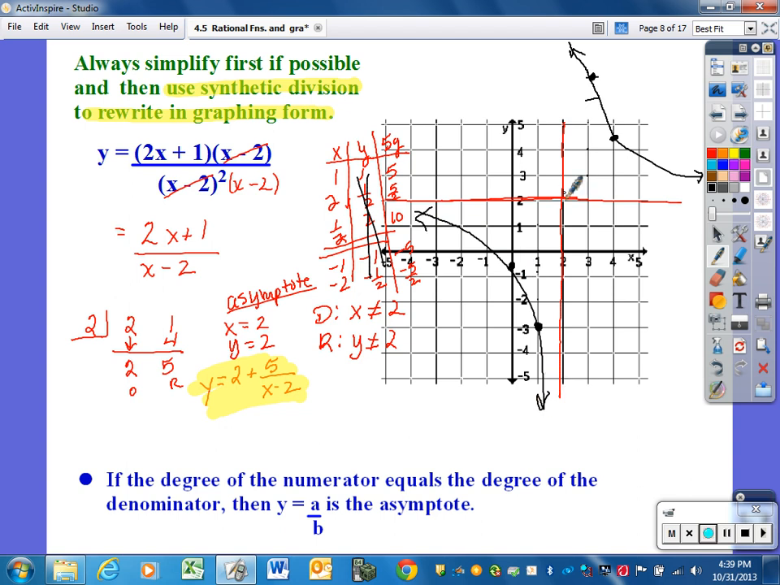So do you see a multiplier just pulls us further away from our origin? Stretches us further apart, but we still have the same basic graph.